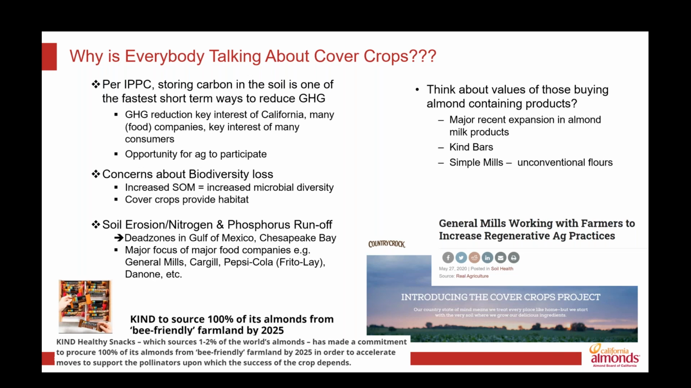do prioritize cover crops. Kind Bar recently announced that they want to source 100% of their almonds from bee-friendly farmland. The key criteria for that bee-friendly farmland is having some habitat for pollinators growing on that land. General Mills has been working on regenerative ag. Other companies are too. So this is where the conversation is. And for almond growers, the question is, where do we fit into that space?